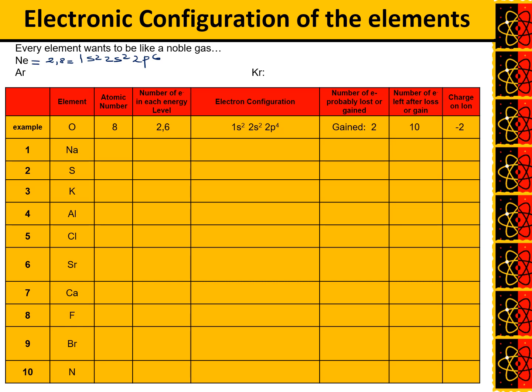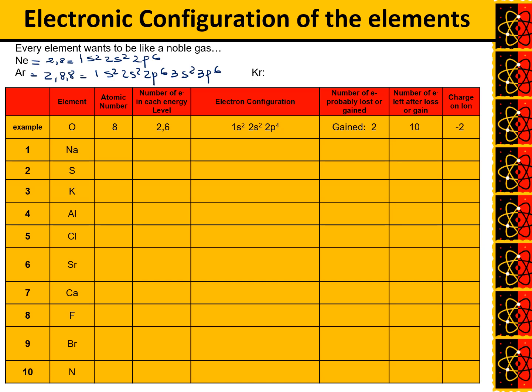Okay, so it has 2 electrons in the first level, 8 electrons in the second level, 2 in s and 6 in p. The argon has 18, so it's going to be 2, 8, and 8, and that is going to be 1s2, 2s2, 2p6, 3s2, and 3p6. If you follow me with the periodic table, it's going to be much easier to see this.